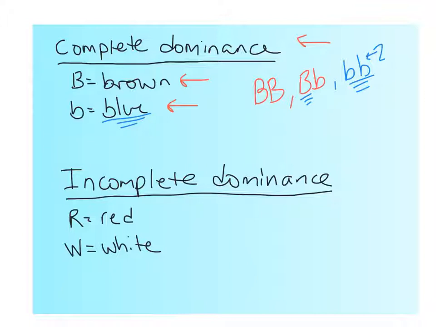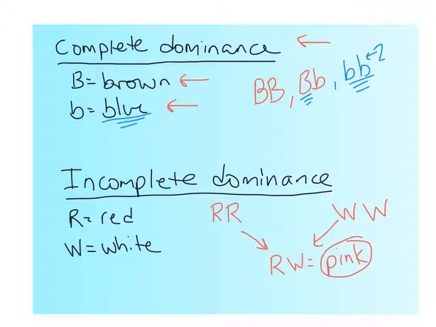Now, remember, with incomplete dominance, it's a little different. This is where, to be a red flower, you gotta have the genotype RR. To be a white flower, you gotta have the genotype WW. But with incomplete dominance, when you get one allele from each, and you get the genotype of RW, now neither one is dominant. So that's where you get a blending, where you'll actually get pink flowers. So with incomplete dominance, when you cross a red flower with a white flower, the two traits blend together and you get pink.